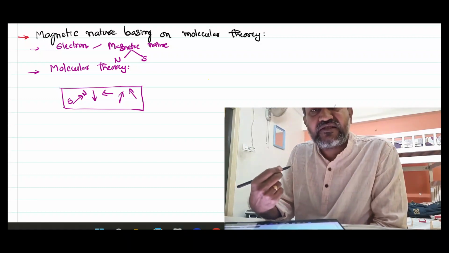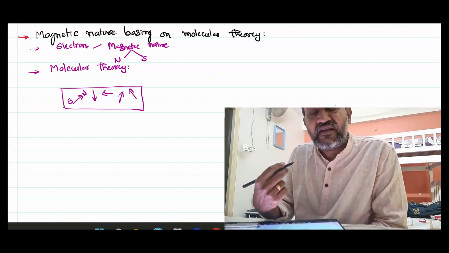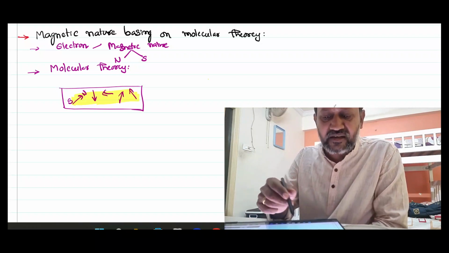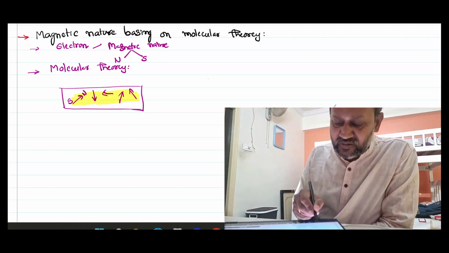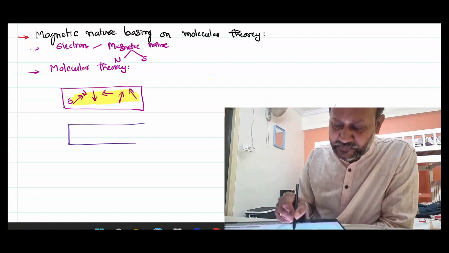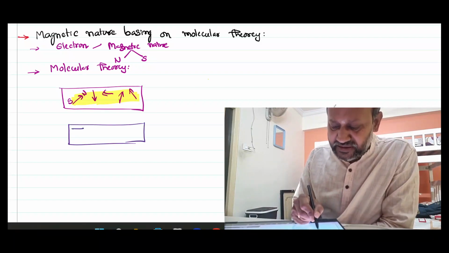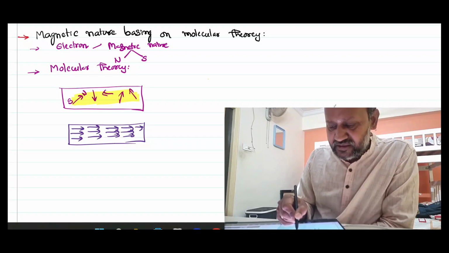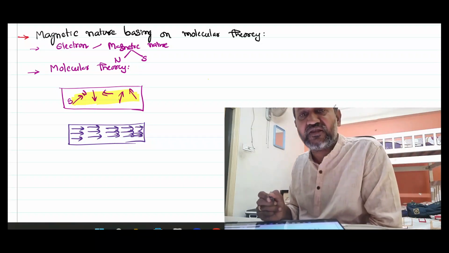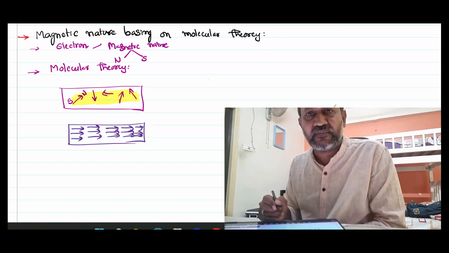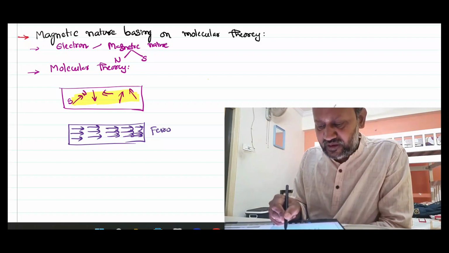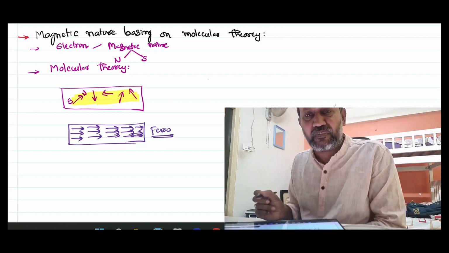So there are different kinds of materials, and their magnetic nature is decided based on how these molecules are aligned inside. Want me to explain what I mean by that? If you consider a magnetic material, its molecules are aligned so properly that together they behave like a very strong magnet. That's a ferromagnetic material. This is a very strong molecular alignment in a proper direction.